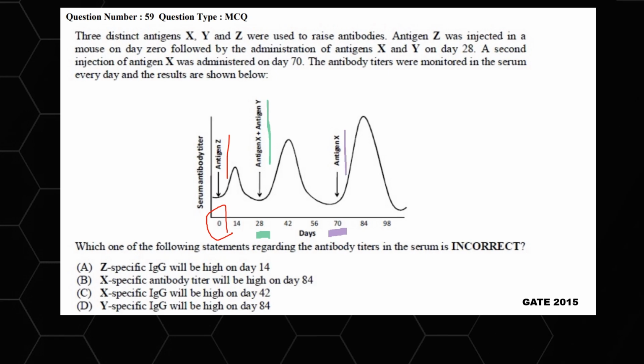So we have a graph, we have antibody peaks on different days, and then they are asking which one of the following statements regarding the antibody titer in the serum is incorrect. So they have given us 4 statements, and by looking at this graph we have to select which statement is wrong. Before taking you through each statement, let me explain how the body reacts to any antigen and how the primary immune response and the secondary immune response work.